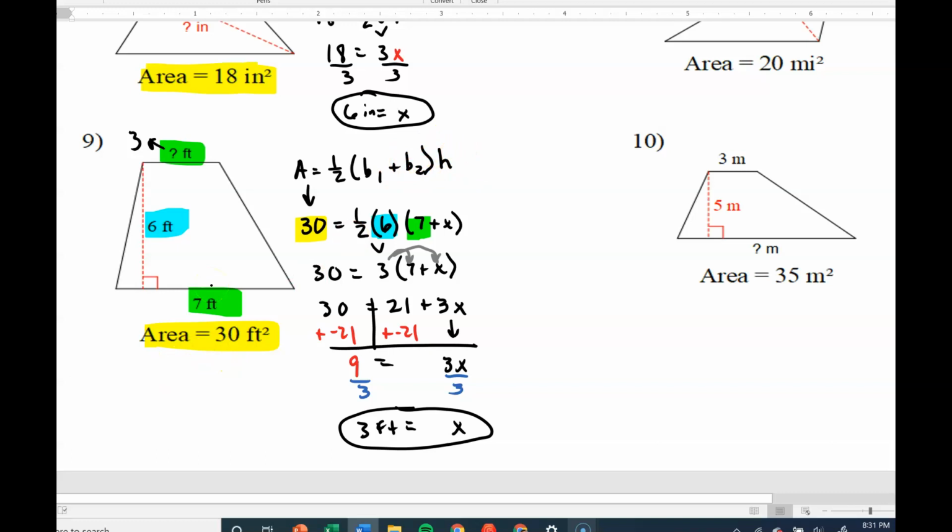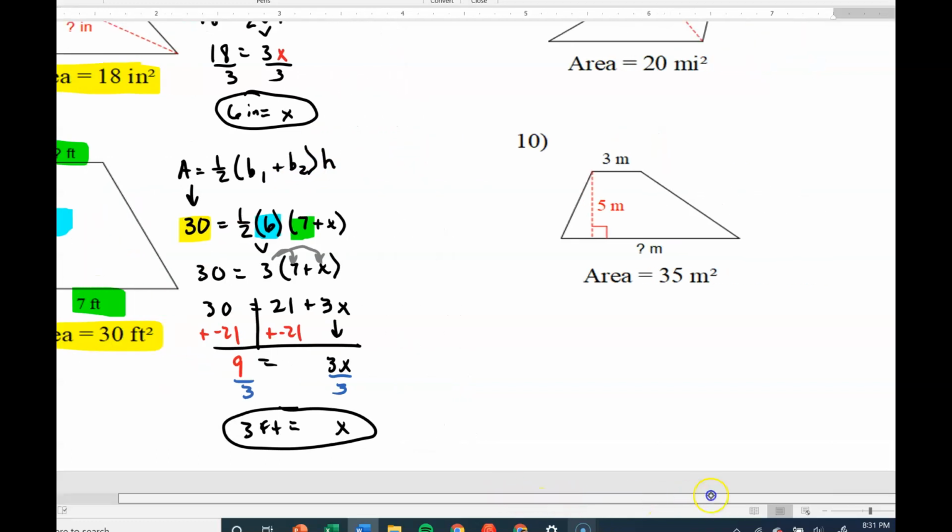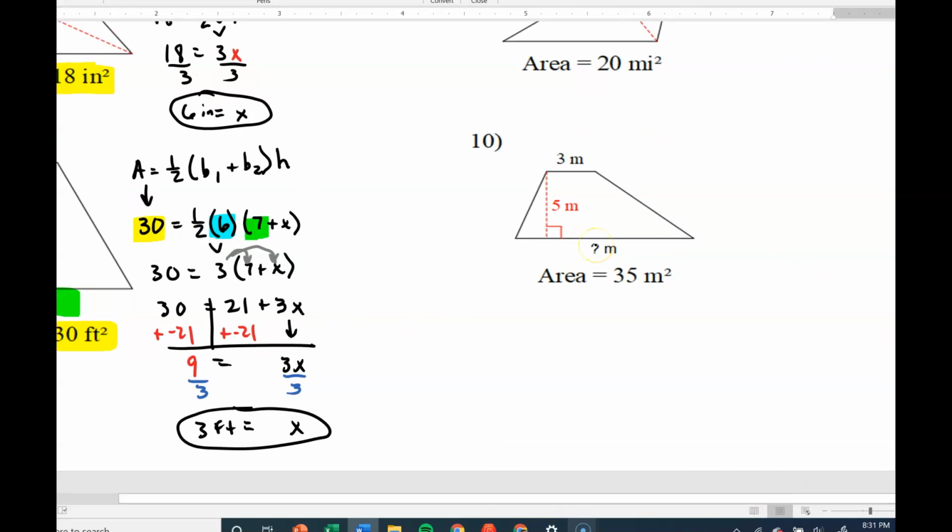You know you're correct. So if that one was confusing, I suggest rewatching it while you do number 10 right here. And then again, once you're done, please take a picture of this. Make sure that your work is nice and organized like mine is, and email it to me.